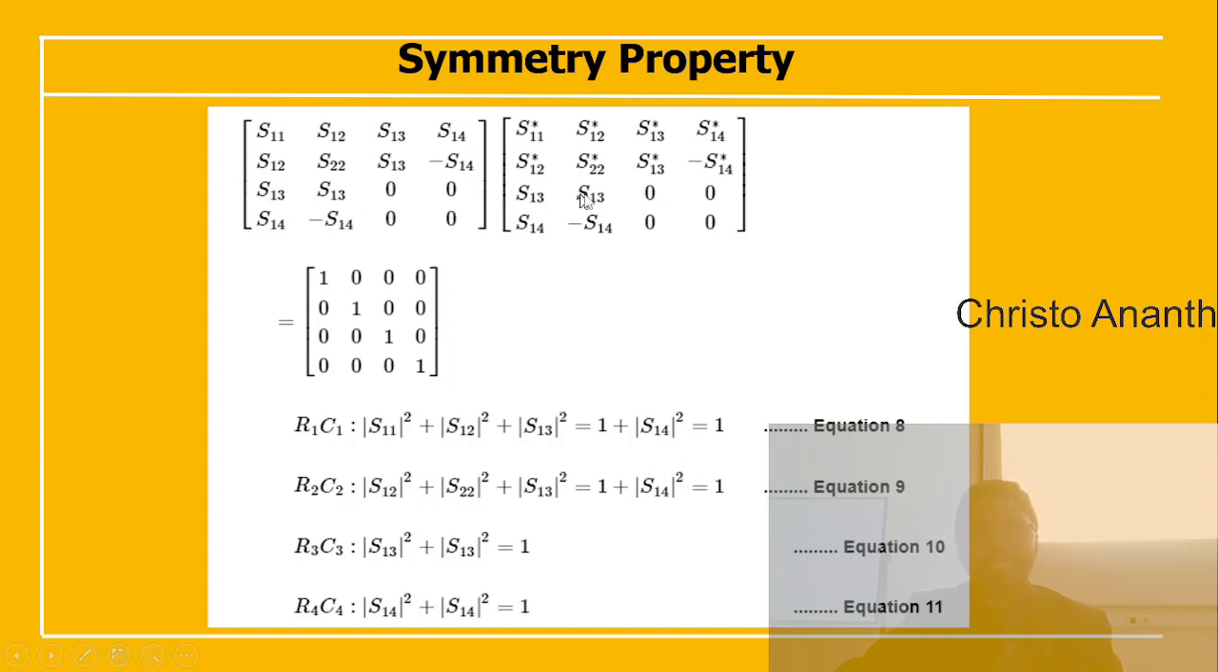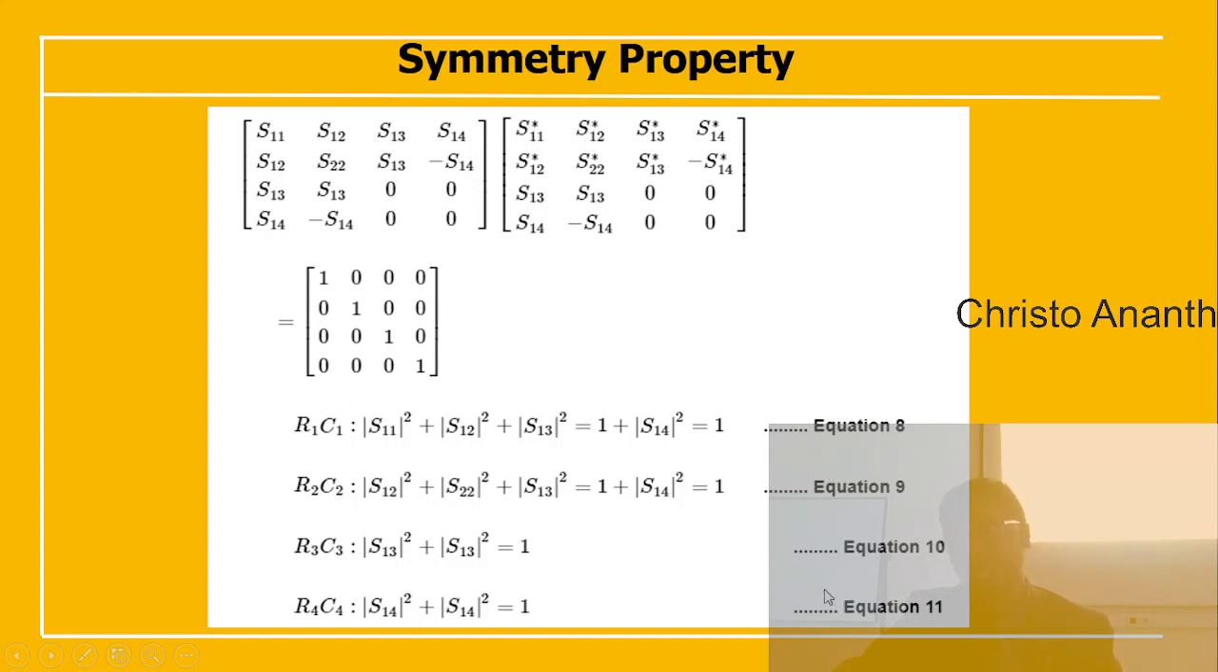Similarly, row 3, column 3. S13 S13 star, which is modulus of S13 the whole square, plus S13 S13 star, modulus of S13 the whole square, plus 0 plus 0, equal to 1. Similarly row 4, column 4: S14 modulus the whole square plus S14 modulus the whole square equal to 1.